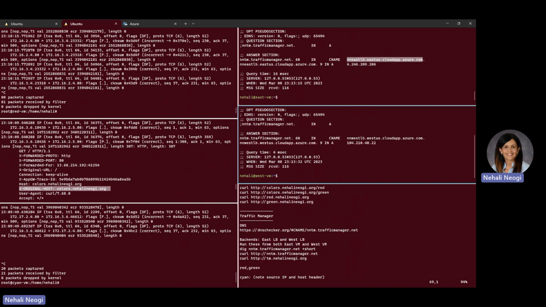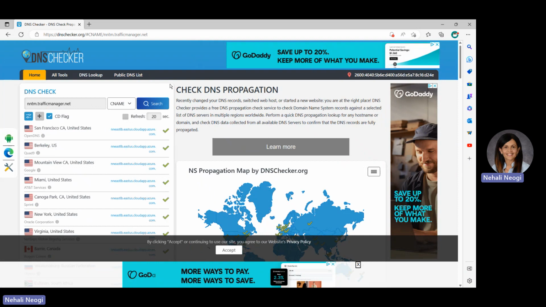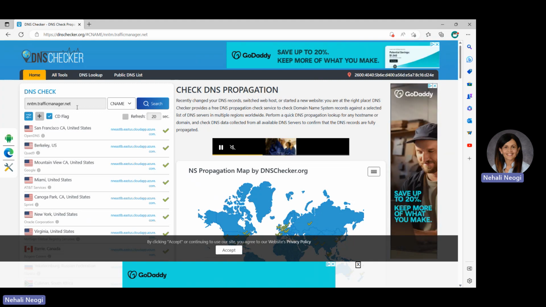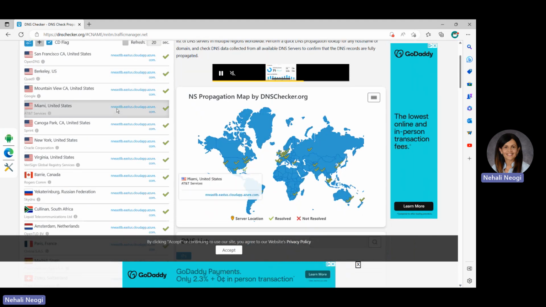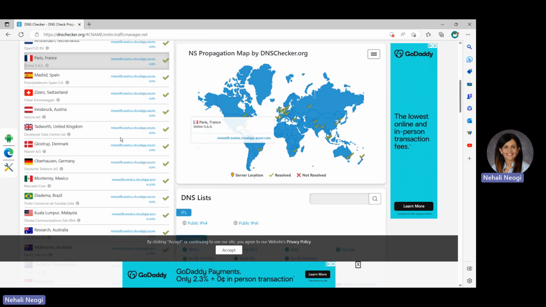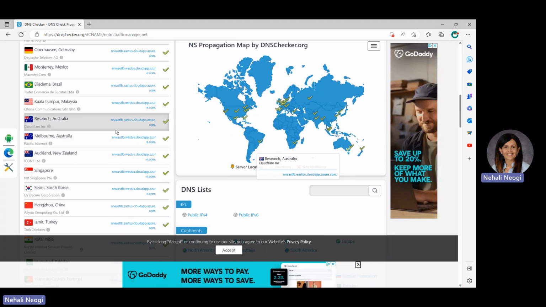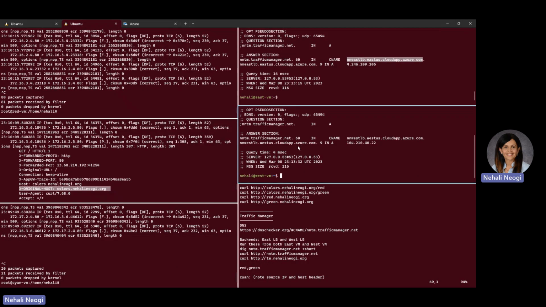So let's look at how that looks from around the world. I have this tool called the DNS checker, and if I do a search here on trafficmanager.net, you will see that some parts of the world are resolving East LB, and some parts of the world are resolving the West LB.